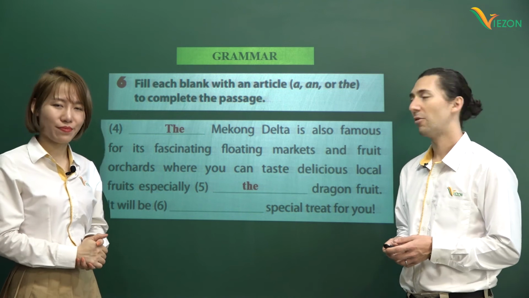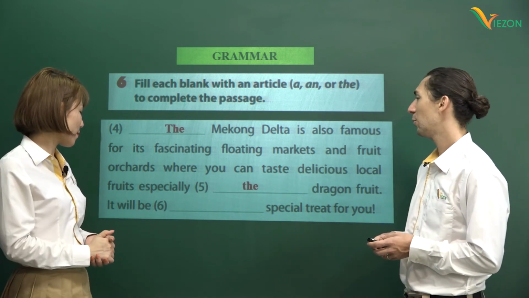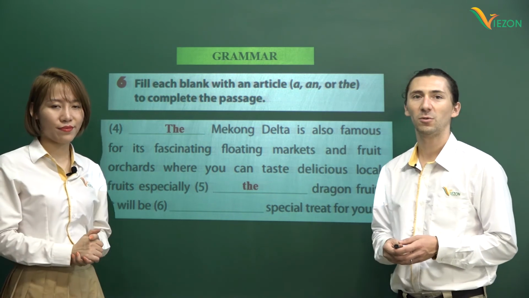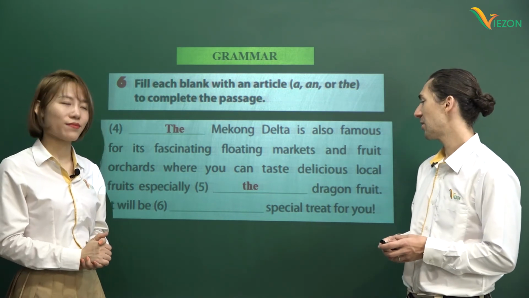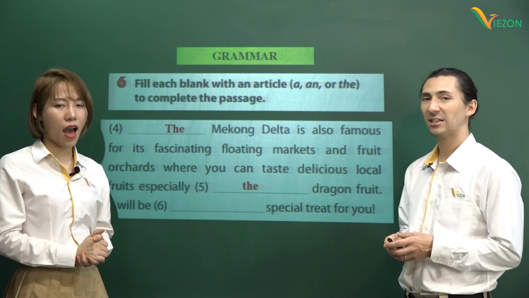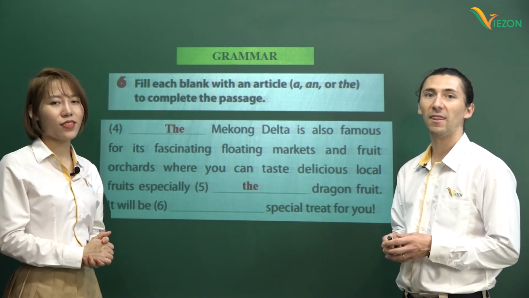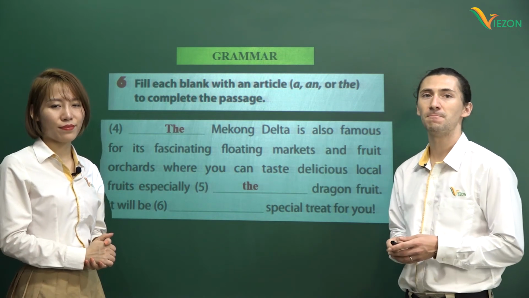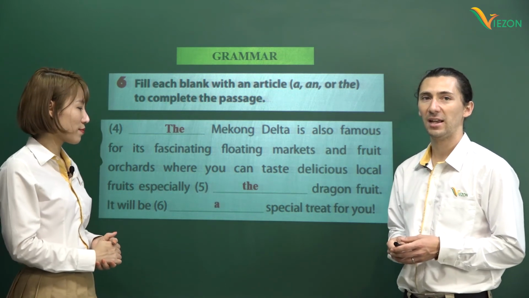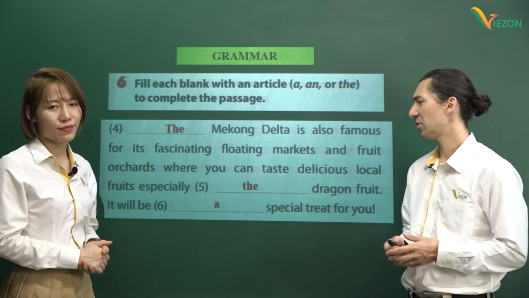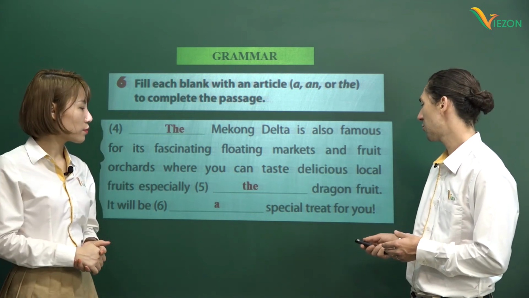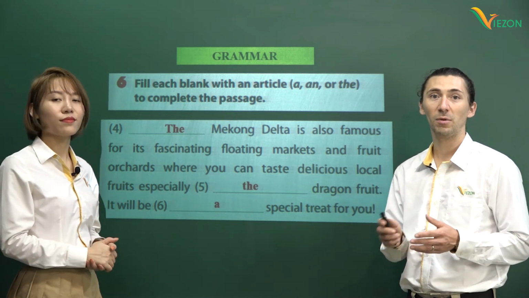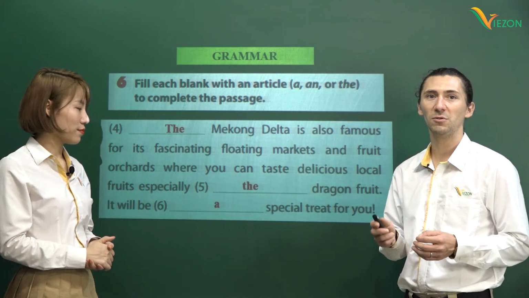And number 6. All right, and the last one, number 6, says, it will be special treat for you. All right, so what do you think? It will be a special treat, it will be an special treat, or it will be the special treat? Which one do you think is correct? If you said A, you are correct. So let's repeat that one more time. It will be a special treat for you. So again, it's nothing specific. It may happen or it may not. It's more general. So we use A.